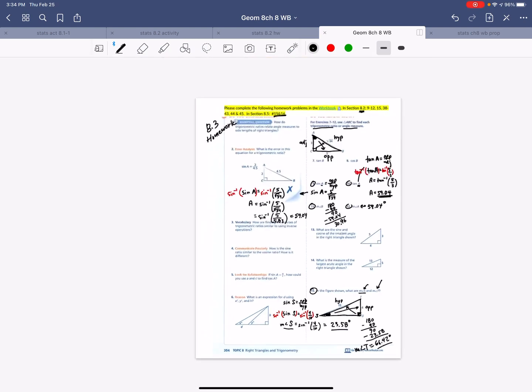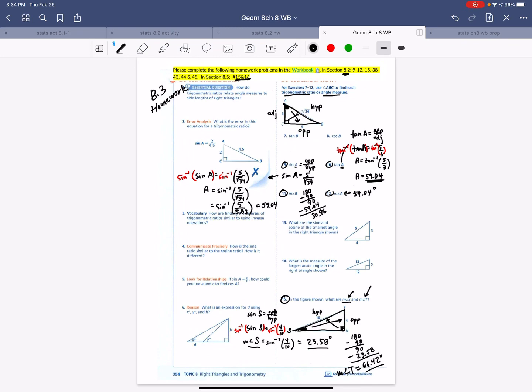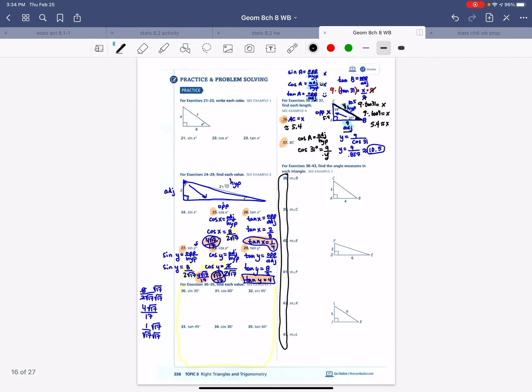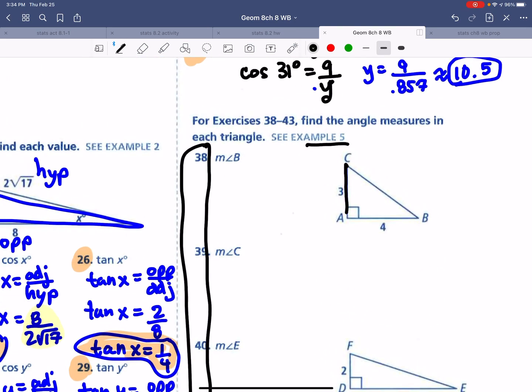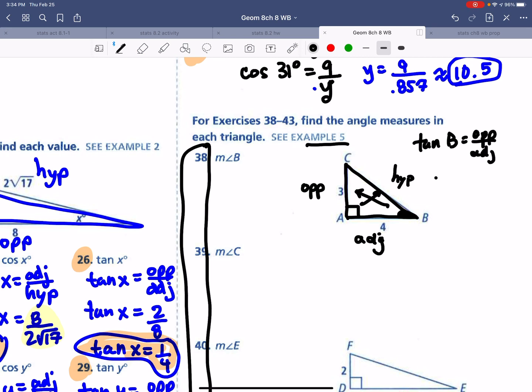Nice work, guys. So what next? 38 through 43. So this one's like the 5 we did today, right? We take a rectangle, or a triangle, sorry, and they want me to solve for angle B. So we do opposite, and we don't have anything for our hypotenuse, so we can't actually pick sine or cosine. It looks like we're going to have to pick tangent, because this is the adjacent side. Yeah, so the tangent of B, our reference angle, would be opposite over adjacent. So the tangent of B would be 3 over 4.